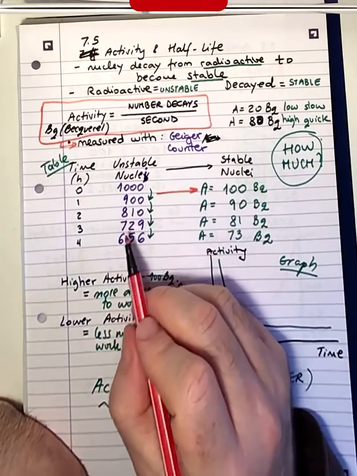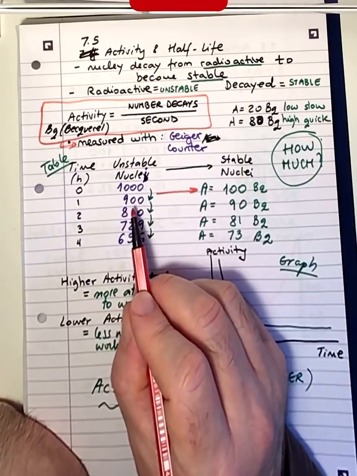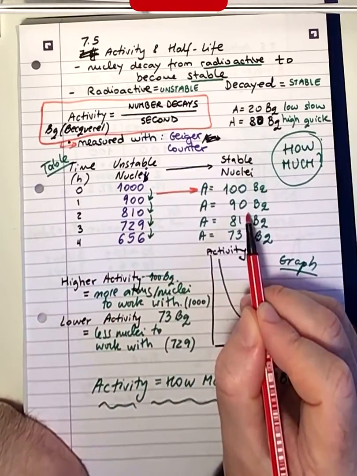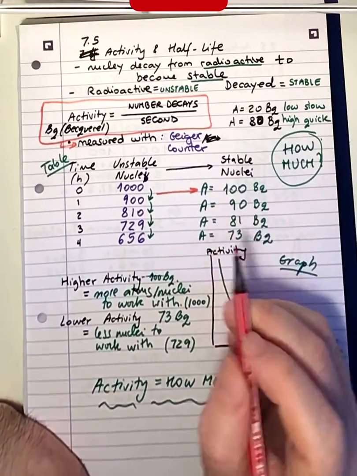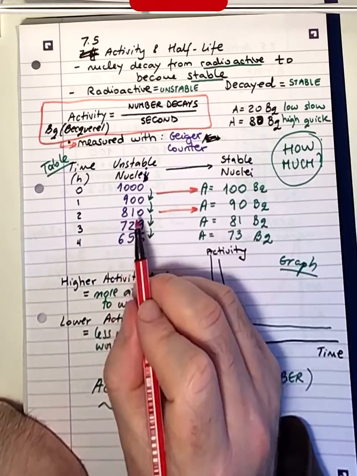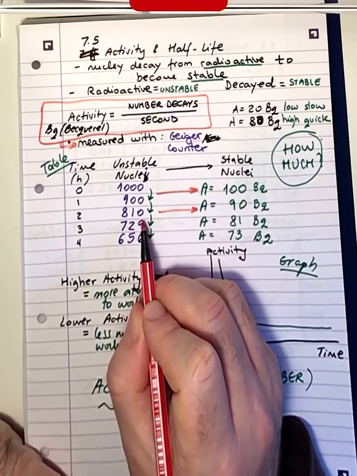The second hour, because I have fewer nuclei to work with, I only have 900 to work with, the decay will drop a little bit. So the activity, instead of being 100, will be only 90. So that means I'm going to go down from 900 to 810 unstable nuclei left.